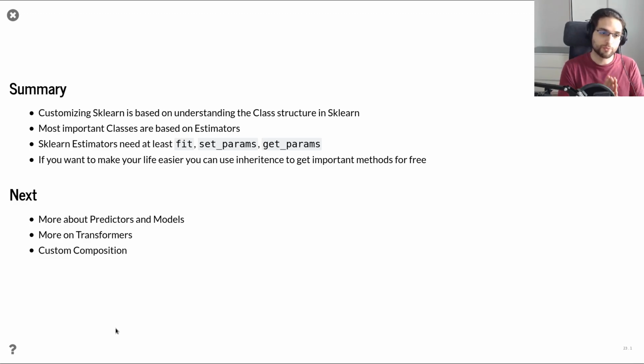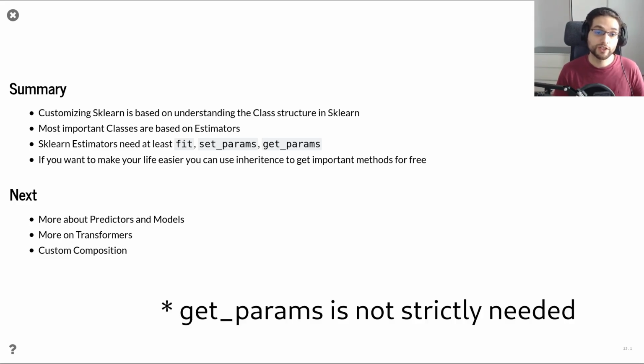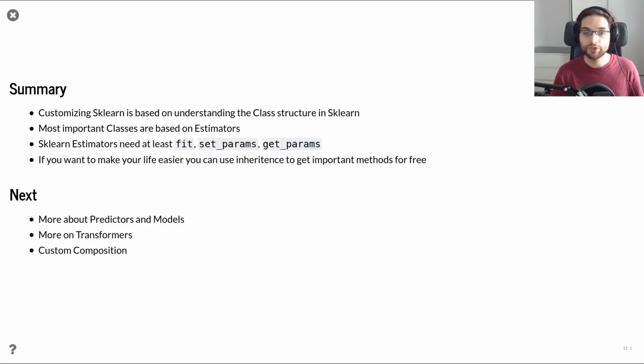Okay, summary, what did we learn? We actually learned that customizing scikit-learn is quite easy. You just need to understand classes and how they are arranged in scikit-learn, at least a little bit. Most importantly, we can use the base estimator and estimators in general to create other classes, inherit from them. The base estimator or an estimator generally just needs fit, set_params and get_params, and set_params and get_params is basically given to you for free if you inherit.